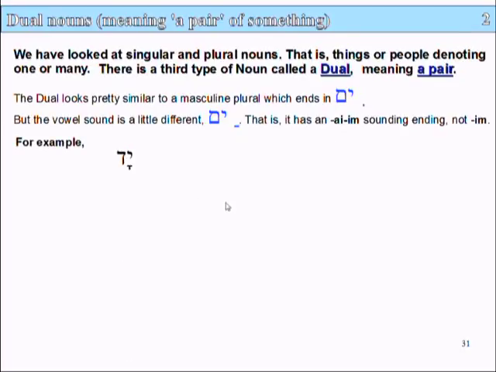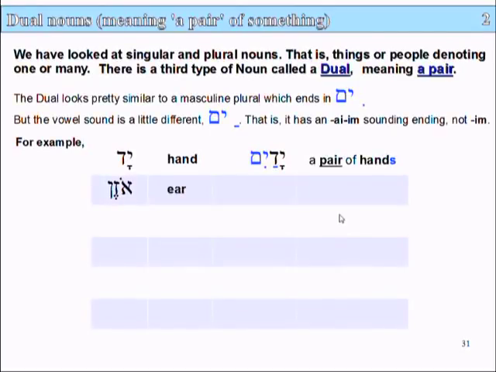For example, yad, hand, becomes yadaim, a pair of hands. If I wanted to say hands, I'd say yadim. Same letters, but it wouldn't have the sound there. So it wouldn't be yadaim, it would be yadim. Ozen, which means ear, becomes the dual ozanaim, a pair of ears.